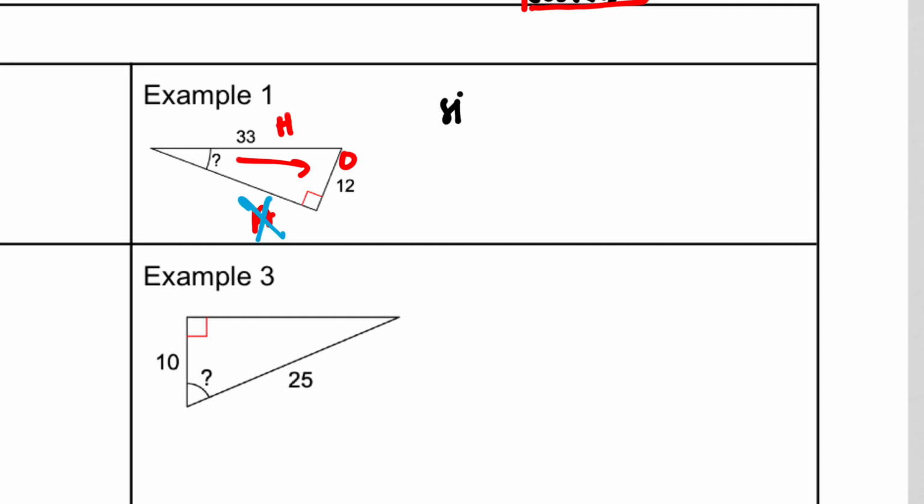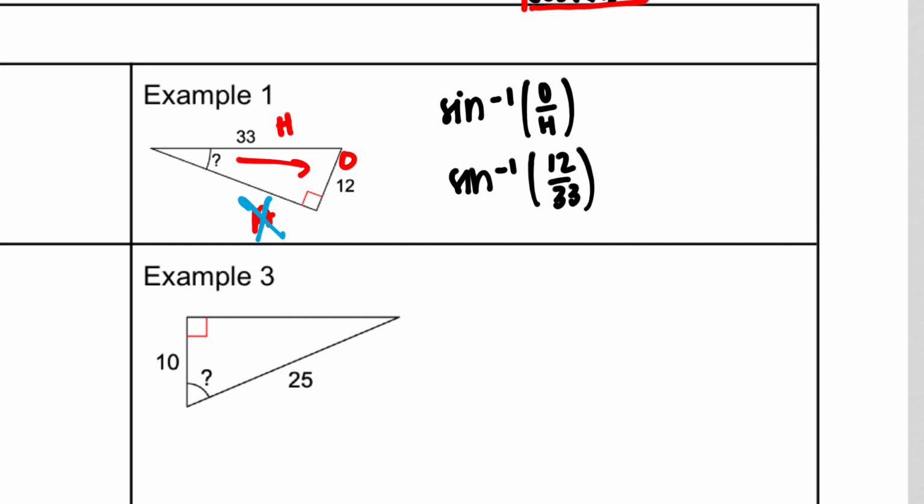But when I write my equation, I have sine inverse of O over H. So sine inverse of 12 over 33. And you're going to plug this straight into your calculator. And you get 21 degrees.